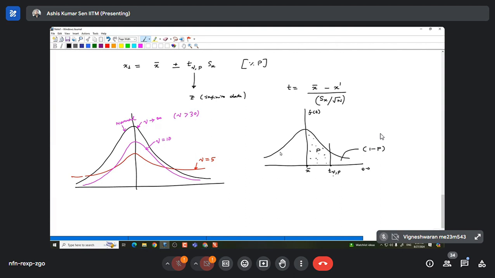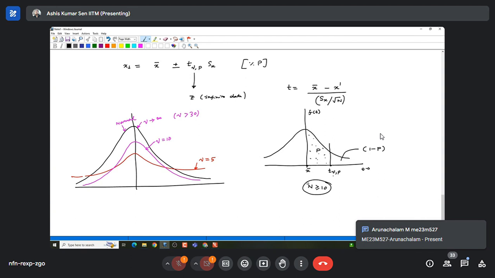Typically, even in a small data set, your n has to be greater than or equal to 10, and if n is smaller than 10, the results that you get from the statistical analysis that you do could be misleading.